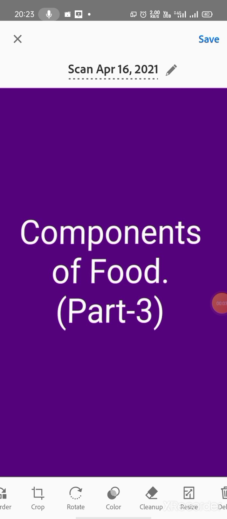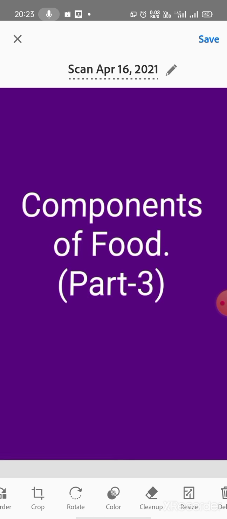So, here is part 3 of components of food. What we have studied in our previous classes about the nutrients required by our body, that is carbohydrates, fats, proteins, minerals, vitamins, etc. So now we'll move further.